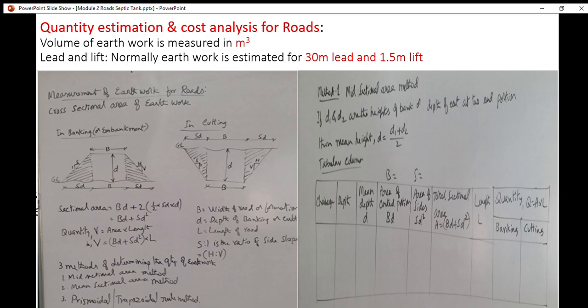Now look at the expression below the sketch in the slide. The total sectional area of the trapezium is equal to area of the middle rectangle plus area of the two side triangles. That is equal to BD plus 2 times half into SD into D. That is equal to BD plus SD square. And quantity of earthwork V is equal to area into length. That is, V is equal to (BD plus SD square) into L.